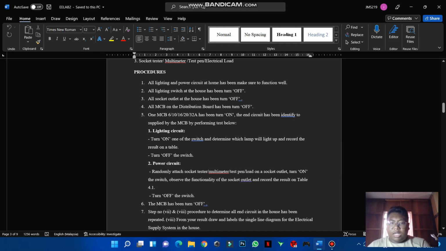So for the first, let's look at the procedure of this experiment. First, all lighting and power circuits at home have been made sure to be functioning well. Second, all lighting switches at the house have been turned off. Third, all socket outlets at the house have been turned off. Next, all MCB, or main circuit breaker, on the distribution board have been turned off. One MCB of 6, 10, 16, 20 or 32 amp has been turned on, and the end circuit has been identified to be supplied by the MCB by performing the test below.